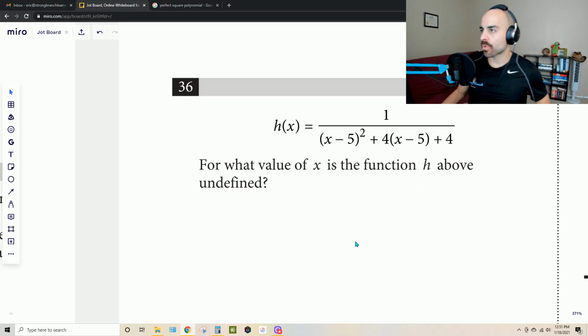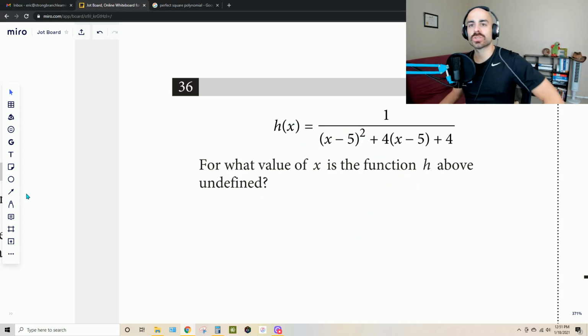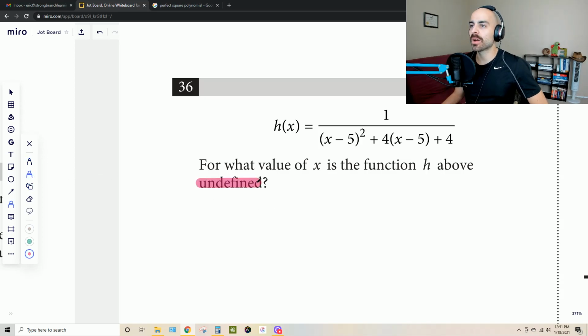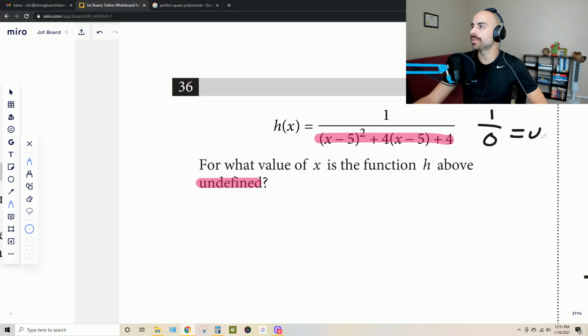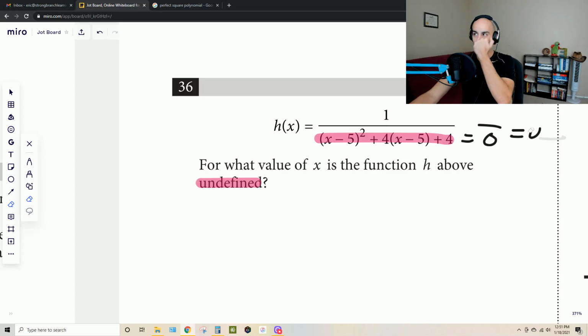All right, the most important thing in this problem, whether you feel like you understood it or not the first time around, is seeing that they want the problem to be undefined. What does that mean? That means that they want this entire denominator to equal 0, because anything divided by 0 is undefined. So we really want that whole denominator to equal 0. Well, how can we do that?